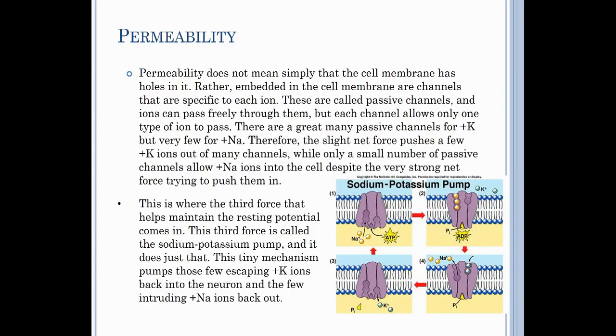And remember, permeability doesn't mean that the cell membrane just has holes in it. Rather, embedded in the cell membrane are channels that are specific to each ion. We call these passive channels, and ions can pass freely through them. But each channel allows only one particular type of ion to pass through. There are a lot of passive channels for potassium, but very few for sodium. And therefore, the slight net force pushes a few potassium ions out of the many available channels, while there's only a small number of passive channels allowing the sodium in. And this very strong net force is trying to push them in, but they can't get in because there are not a lot of channels.